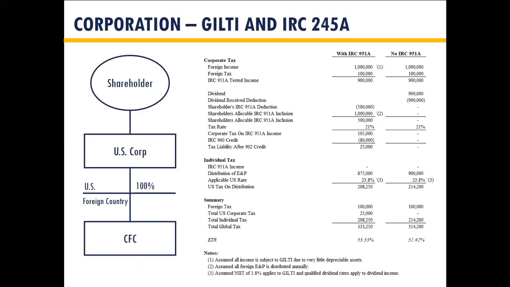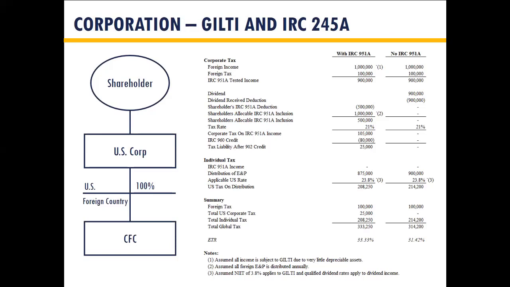I've changed the math a little bit in that I've changed the foreign tax from 200 to 100. So that's the difference from the prior example. You can see on the left with GILTI income, when you get down to the ETR, we're down to around 33%. Whereas on the right, if we could use no GILTI and then claim a 100% dividends received deduction, we'd get down to around 31%, 31.5%.